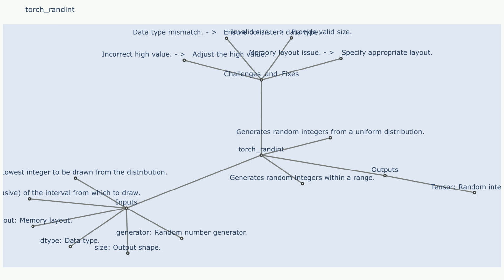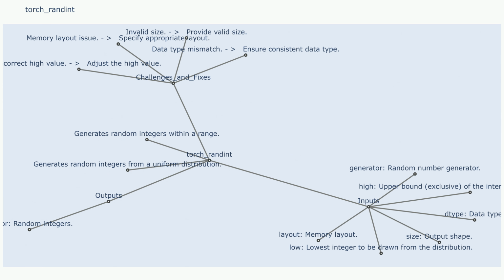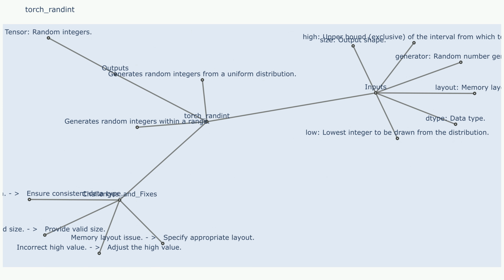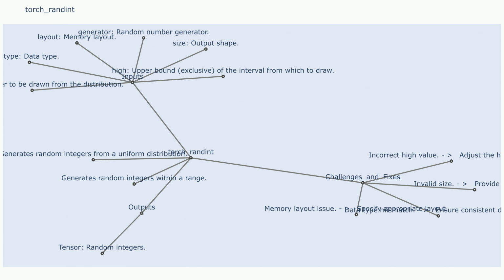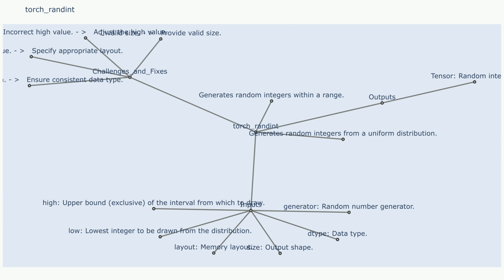Challenge 1: The input arguments are invalid. Sample use case that resulted in challenge 1: the low value is greater than or equal to the high value. Fixes to challenge 1: ensure that the low value is strictly less than the high value. Challenge 2: The size argument is invalid. Sample use case that resulted in challenge 2: the size argument is not a sequence of integers or a single integer. Fixes to challenge 2: ensure that the size argument is a valid sequence of integers or a single integer.